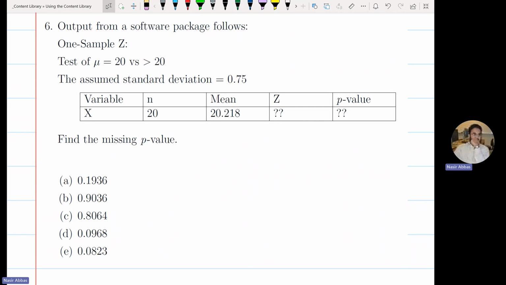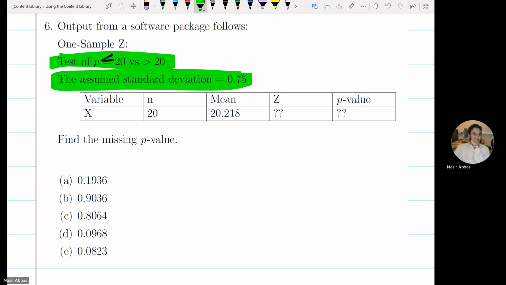Output from the software package gave you a one sample Z test. Again, you see most of the question in exam, they are using equal versus greater. But what we used in slides, it's like this. Less than equal against greater, which is the same thing. Okay. So what's given to you? H naught, H1 is given to you. What is this? Sample standard deviation or population standard deviation?